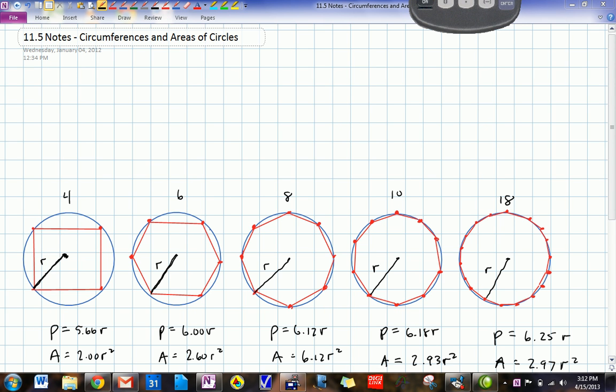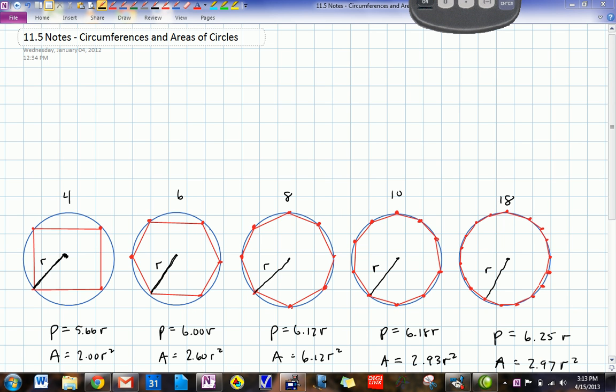Here are the notes on section 11.5. You can see the title is Circumferences and Areas of Circles. The circumference of a circle is just the distance around the outside. And the area of a circle is like the area we've been talking about in previous sections, just the amount of space that's inside of the circle.